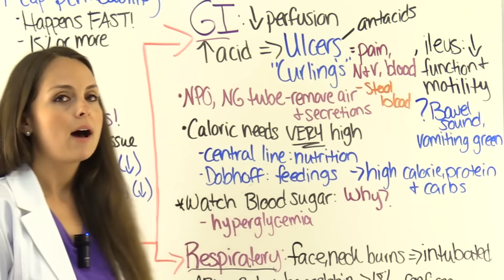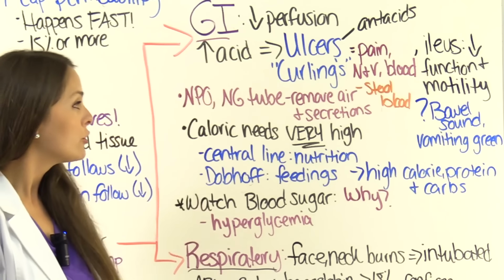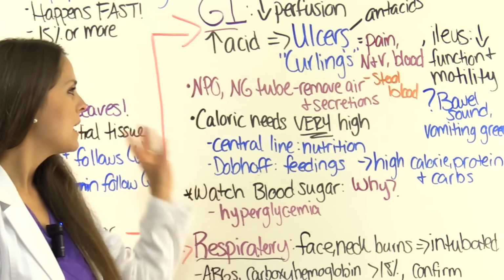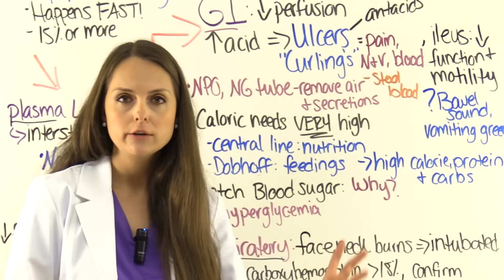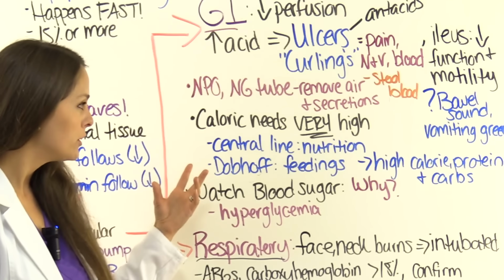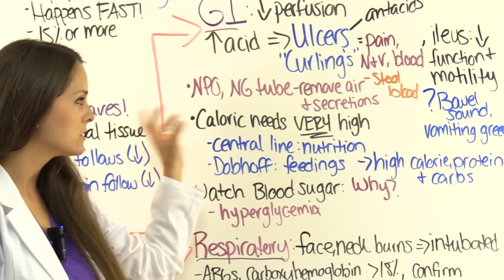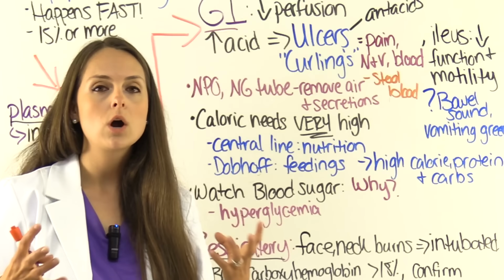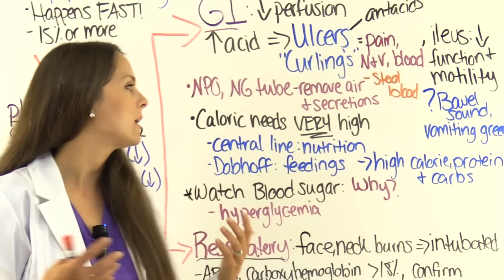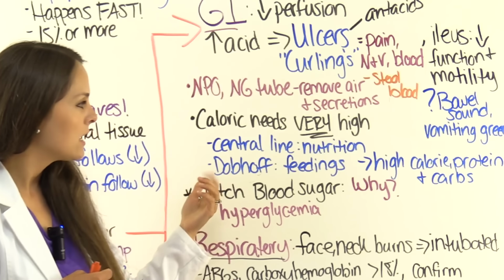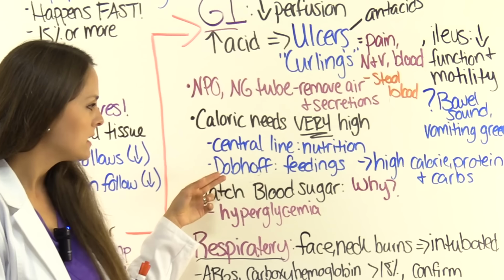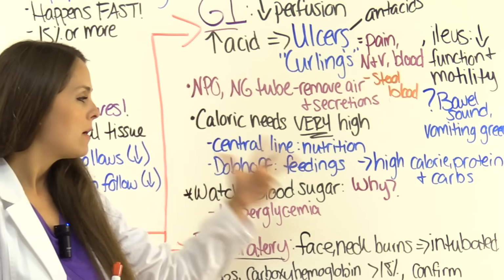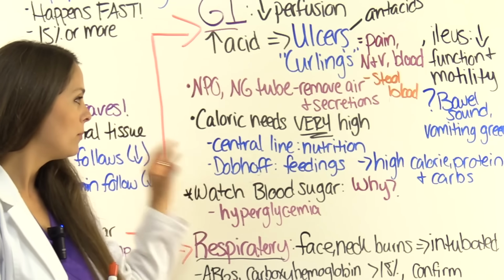You're going to keep the patient nothing by mouth because of everything that can go on. They're going to have a nasogastric tube in there to remove air and secretions. And then once the bowel sounds return and they're hitting that acute phase, they can start getting food, because how do you think their calorie needs are going to be? They're going to be very high because they have a large percentage of their body burned. They need calories for the body to work and to help rebuild and repair. So a lot of times they may have a central line to get nutrition that way. Dobhoff feeding tubes can be inserted and they'll get feedings, and they need high calorie, high protein, and high carb vitamins and foods to help with their healing.